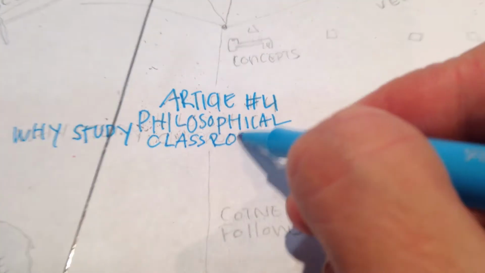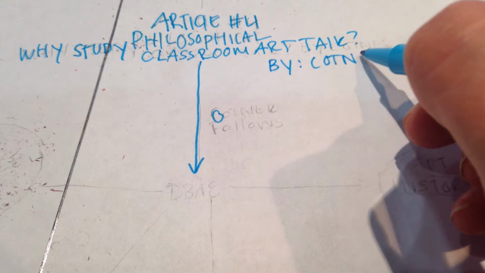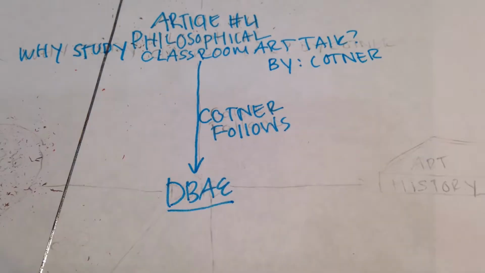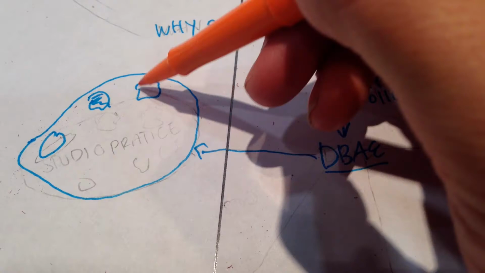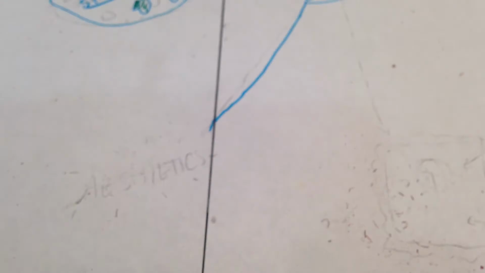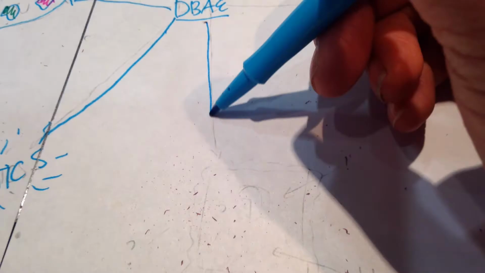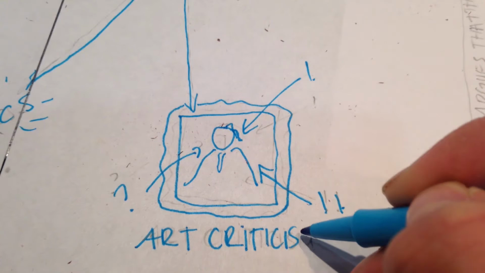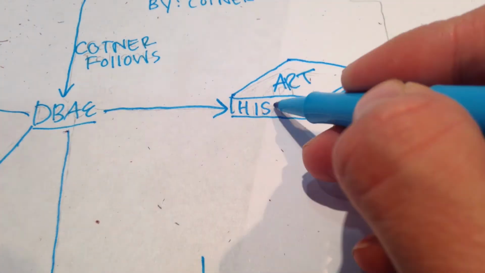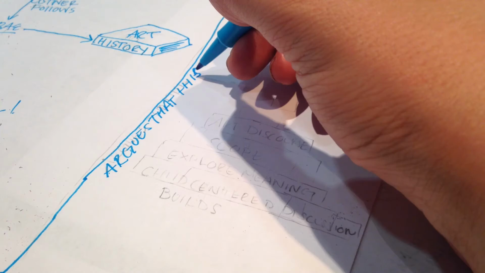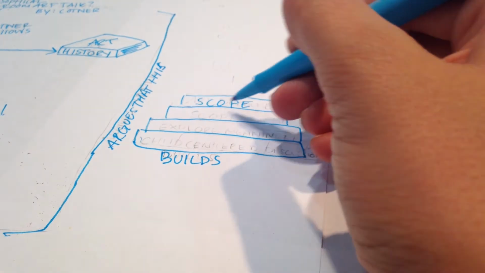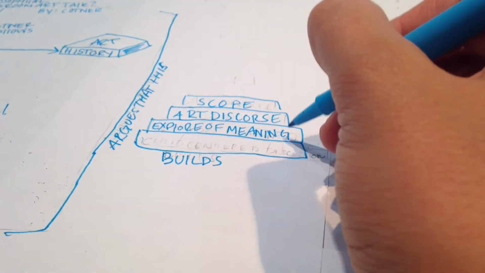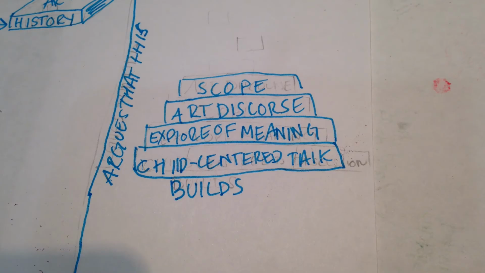The fourth article was philosophical, about why study classroom talk. Kartner also follows similar to DBAE with the idea of studio practice, aesthetics within the classroom, the idea of having an art criticism, and also the idea of having an art history component. Kartner argues that all of this builds things like scope, art discourse, explores meaning, and shows child-centered talk.